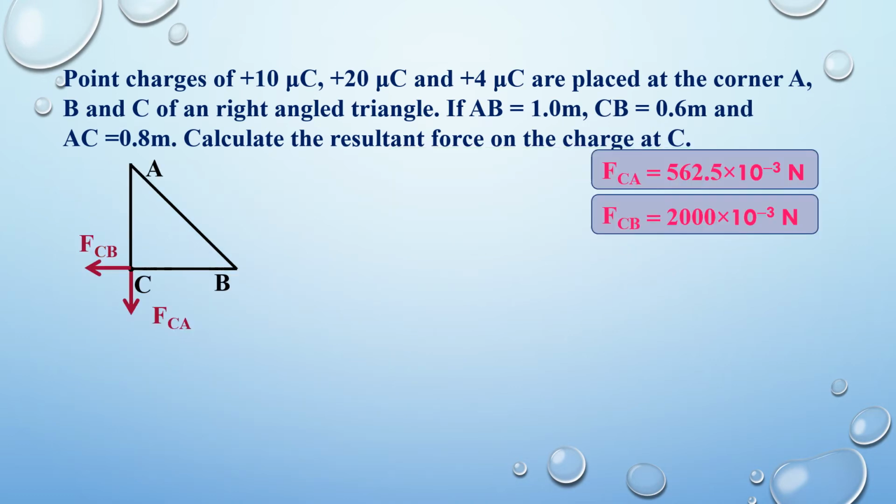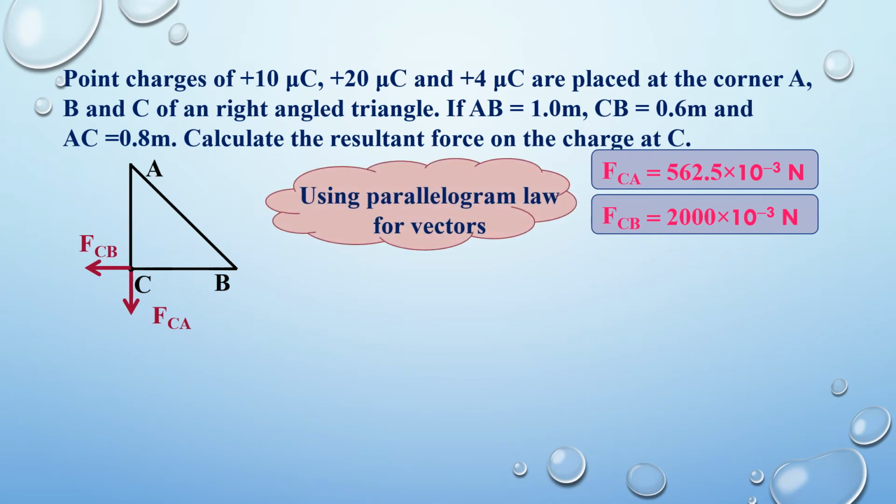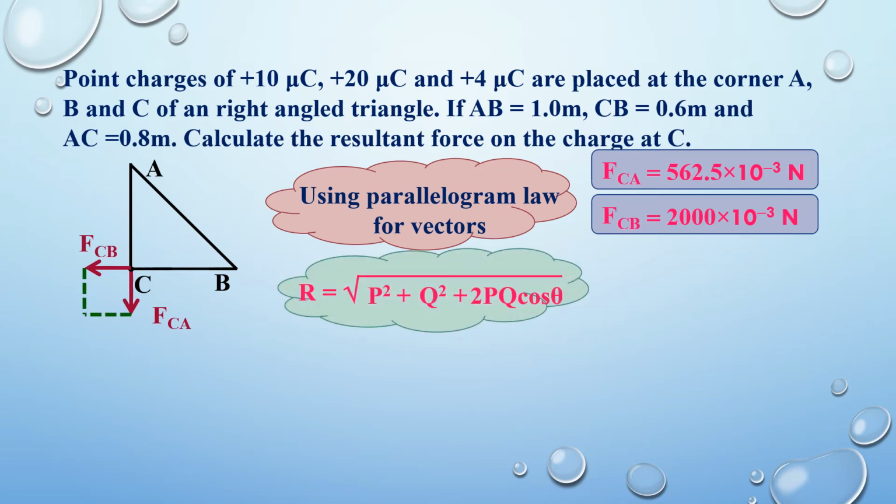Moving further, I have got two forces acting from point C, both perpendicular to each other. Hence I'm now going to use the parallelogram law of vector addition. The resultant of two coinitial vectors is given by root of p squared plus q squared plus 2pq cos theta. Please remember, theta is the angle between the two vectors.